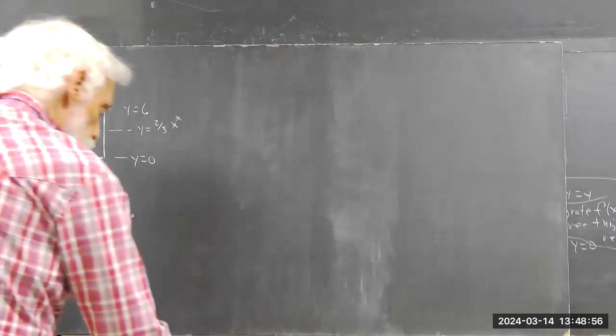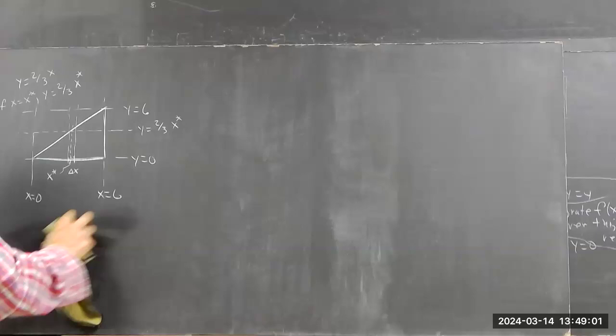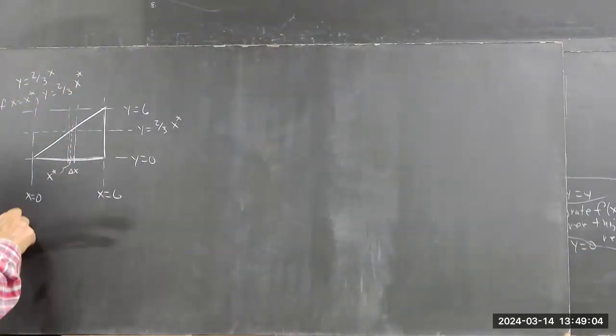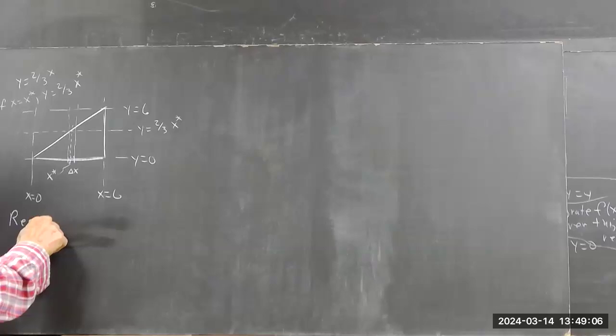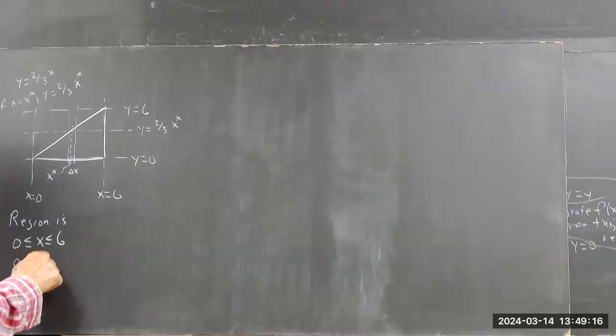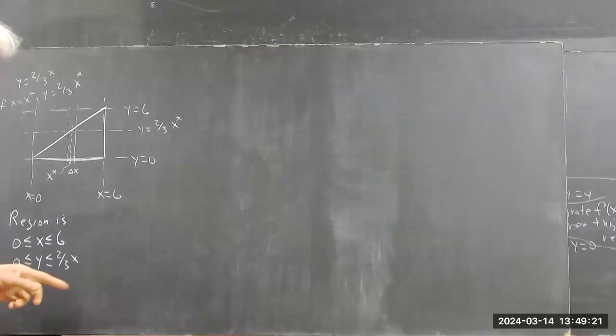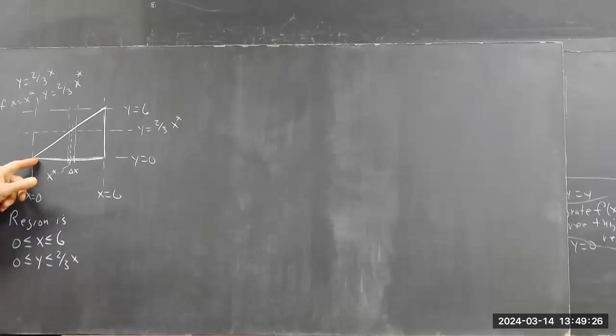Let me write this up. Number one. We can describe our region. Zero less than or equal to X less than or equal to 6. Zero less than or equal to Y less than or equal to 2/3 X. That makes sense? X could be anything from 0 to 6, and Y goes from 0 up to 2/3 of that.